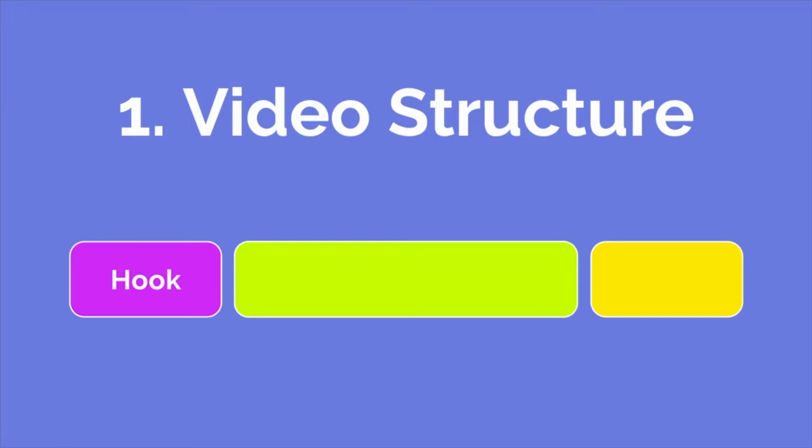Now that you actually have a video editing software, my first tip for making engaging YouTube videos is to use a structure where you have your hook, your value, and then your call to action at the end. You can apply this structure to any type of video content, whether it's something like a reaction video or a tutorial video or something else.